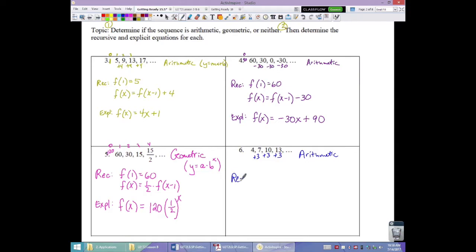We'll make our recursive and explicit equations. For recursive, our first term is 4. Each new term will be the last term plus 3 more. For our explicit formula, we'll need the 0th term. So if we go backwards in our pattern from 4, subtract 3, we're back at 1. So f of x is equal to the constant rate of change, 3, times x, plus the 0th term, 1.